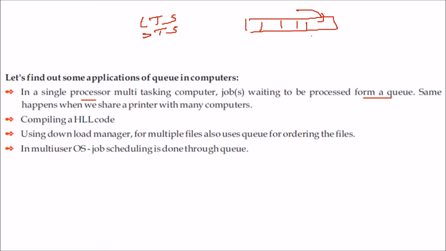So you have all that round robin, and there is shortest task first. All these scheduling algorithms there are, but the basic thing is they are placed in the queue. Then if you compile a high-level language, then also a queue is formed. In a download manager, multiple files also use a queue for ordering the files. In a multi-user OS, job scheduling is done through a queue.